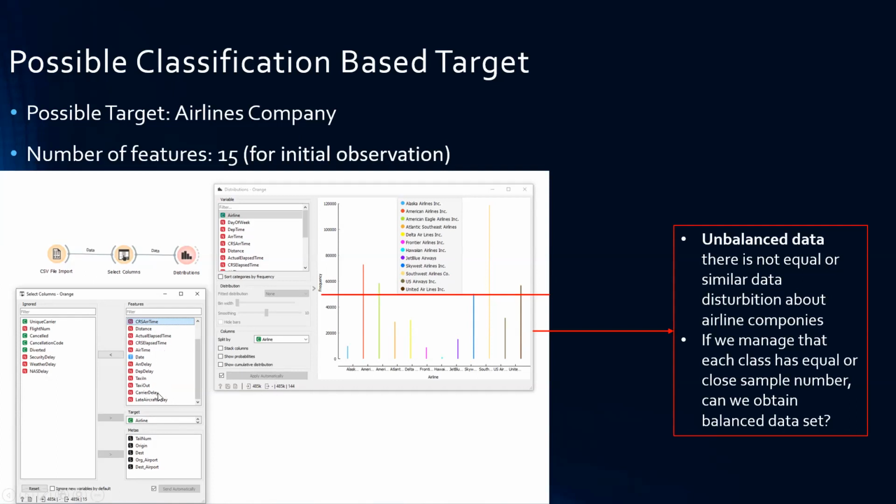is based on carrier caused delay. So we thought that maybe we could predict which company. This is just a question, sir.